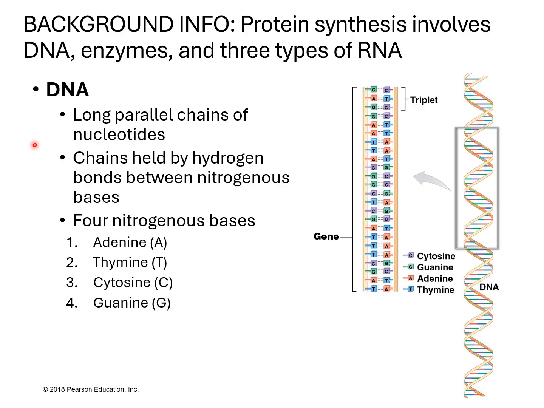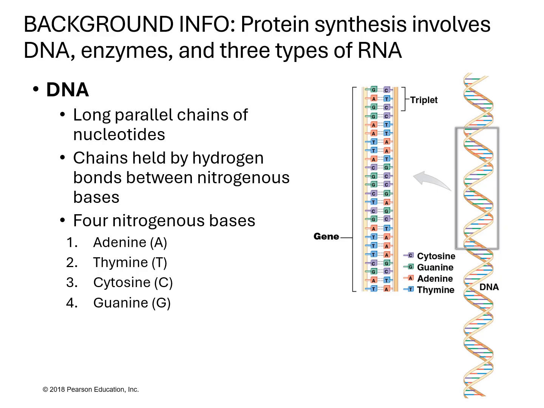DNA is a long parallel chain of nucleotides. Those chains are held together by hydrogen bonds, and these are the hydrogen bonds between the nitrogenous bases. There are four nitrogenous bases: adenine, A, thymine, T, cytosine, C, and guanine, G. Whenever you have a T, it's going to bind to an A. If you have a C, it's always going to bind to a G. So AT and CG are the pairs you're going to be making between all the nitrogenous bases.